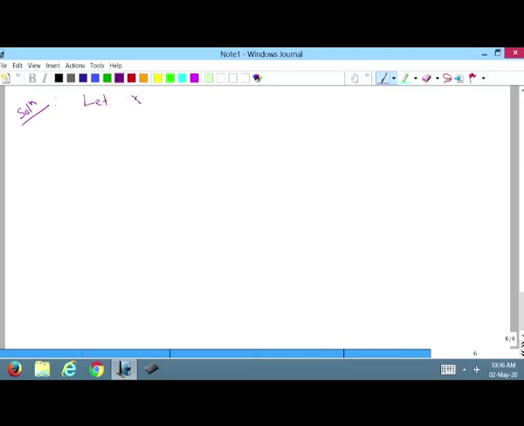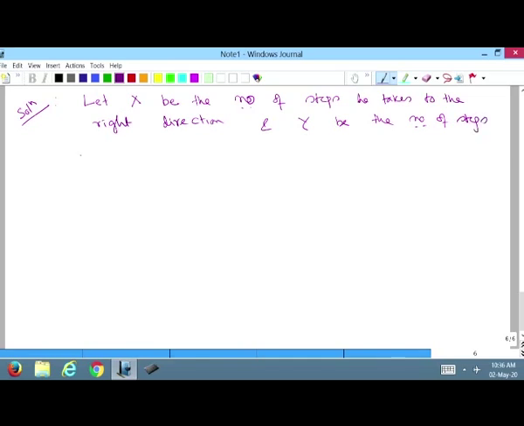Let x be the number of steps he takes to the right direction and y be the number of steps he takes to the left direction.